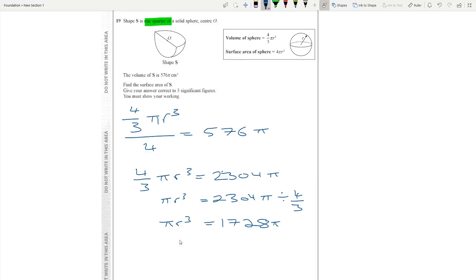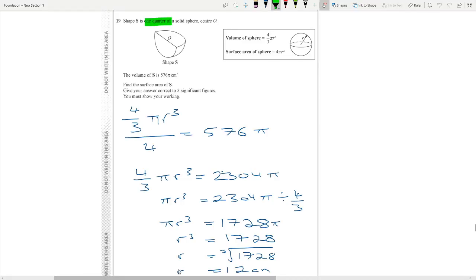Okay, moving on, we need to divide both sides by pi. If you divide this side by pi, you're just left with r cubed. If you divide this side by pi, you're just left with 1728. Finally, cube root both sides. Cube root of 1728, so therefore the radius equals 12 centimeters. Okay, so we've got the radius now.